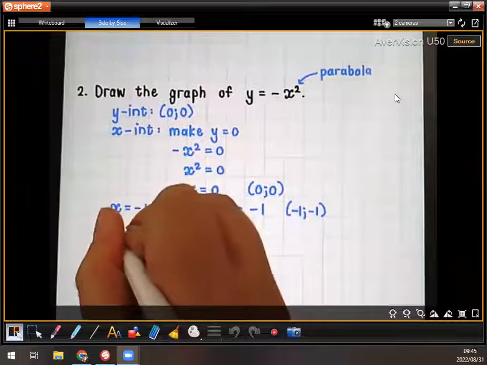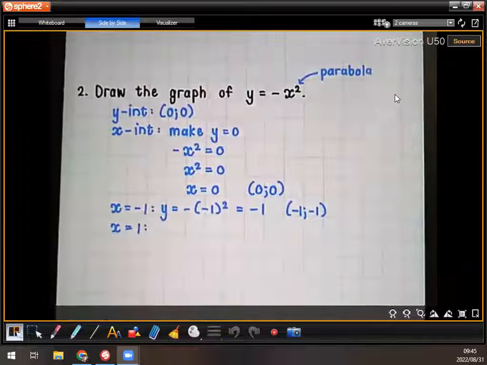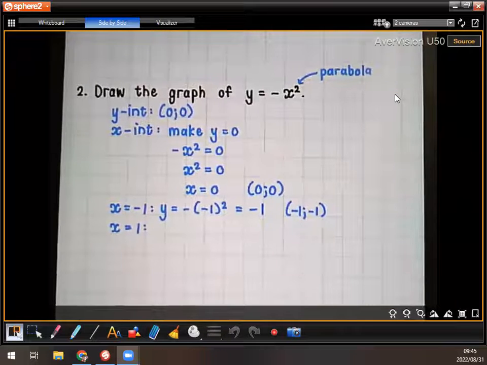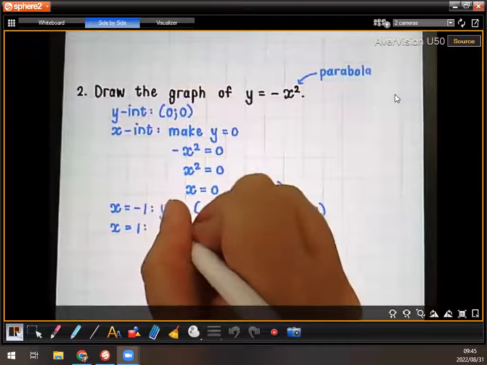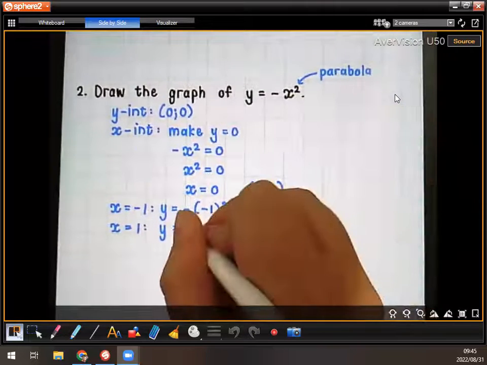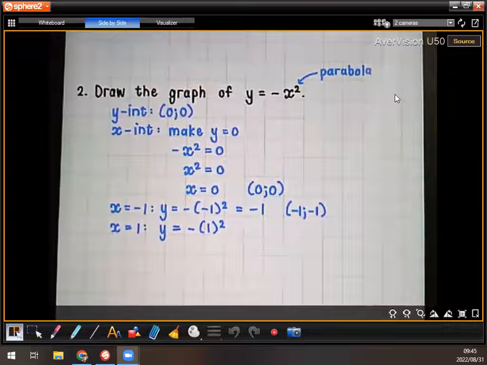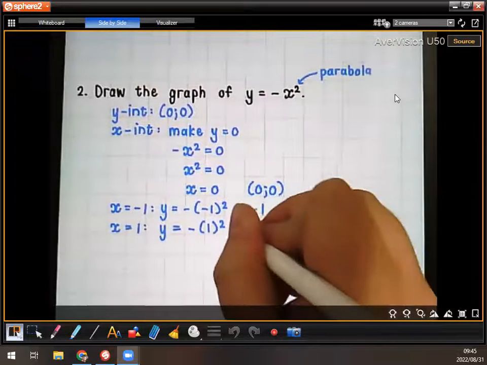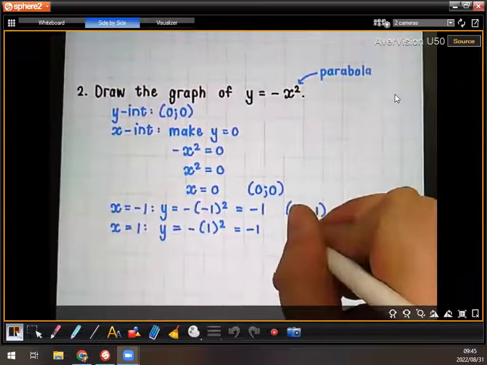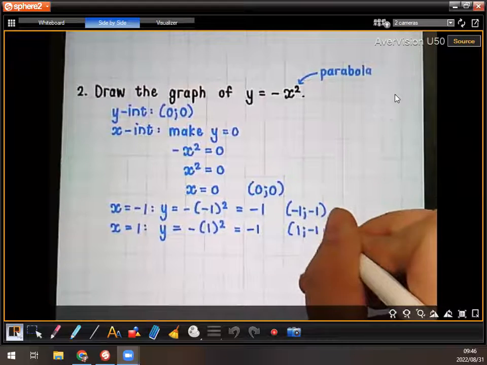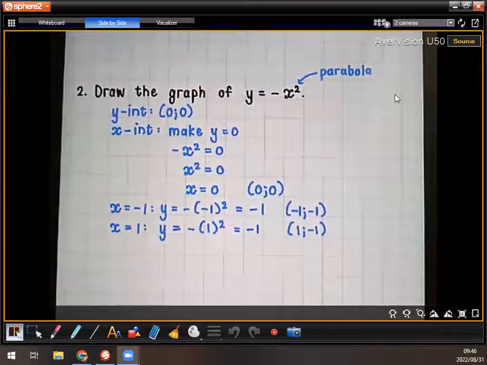So that's my second point, guys. I need a third point. Since I chose negative 1, I'm going to choose the x value that is symmetrical to that one, so positive 1. I'm subbing it into this equation, which is negative x squared. You don't need those brackets there. Which is also going to give you negative 1. So we have the point 1, negative 1.